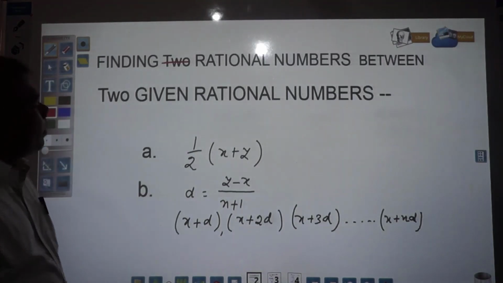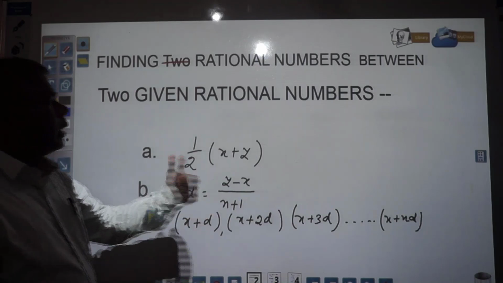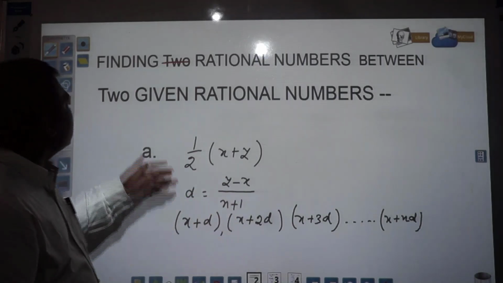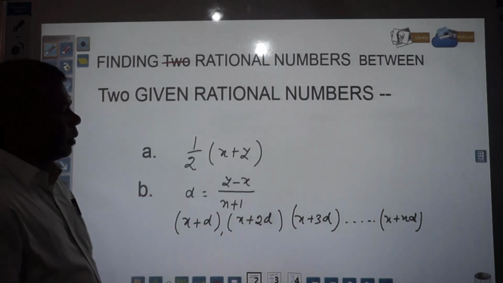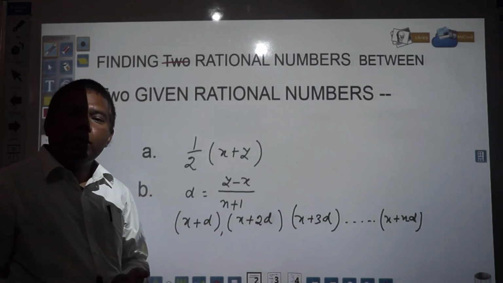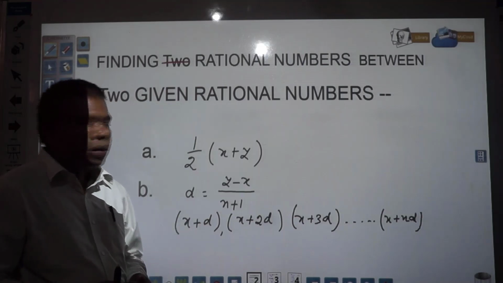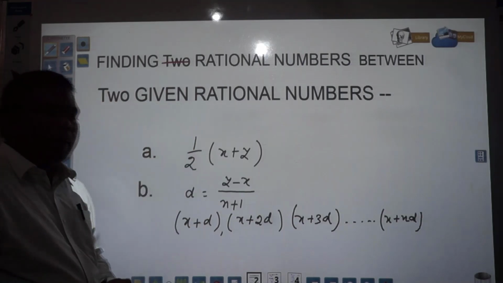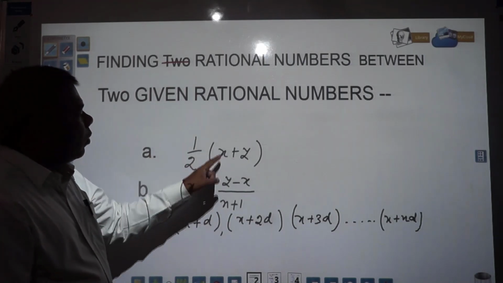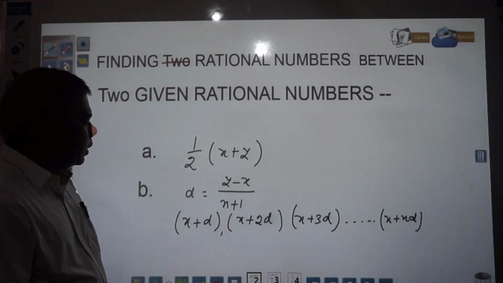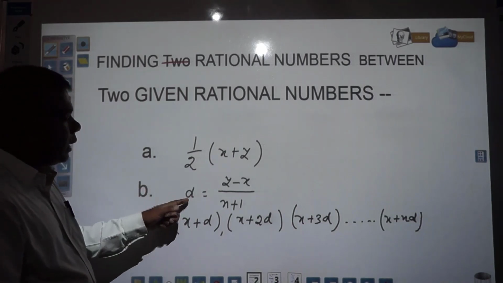Here you see, last day I told you that in the next video we are going to discuss finding rational numbers between two given rational numbers. If two rational numbers have been given and you need to find the numbers in between, two formulas we apply. First is one by two, x plus y, where x and y are rational numbers. Second, we first find d.